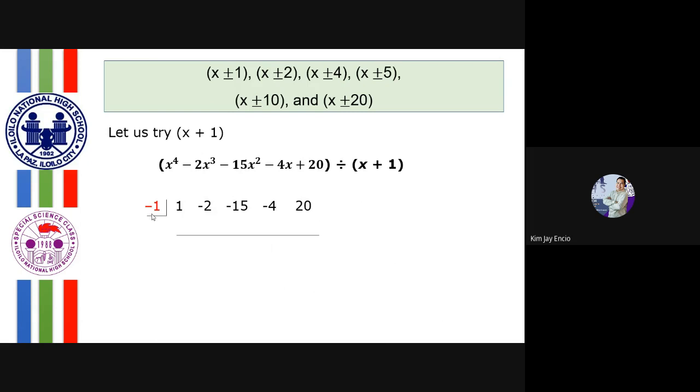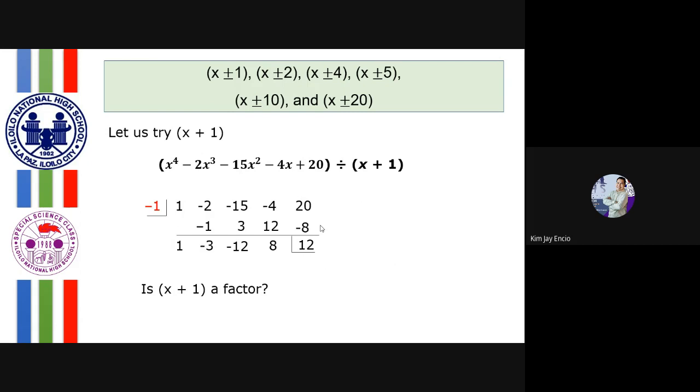with any linear binomial. Performing synthetic division, we have 1, bring down 1, then multiply them, negative 1 times 1, that's negative 1. Their sum is negative 3. Next, we have negative 1 times negative 3, which is positive 3. Place that under negative 15. Their sum is negative 12. Multiplying again, negative 1 times negative 12 will be 12. The sum is 8. Negative 1 times 8 will be negative 8. And you could see that the remainder here is 12.